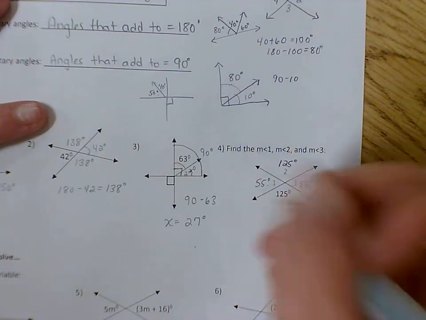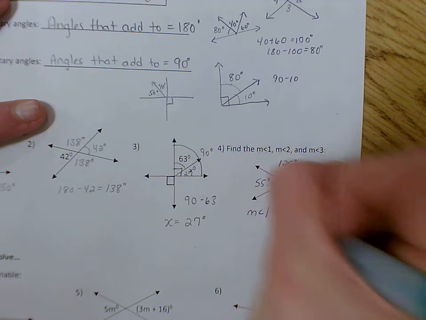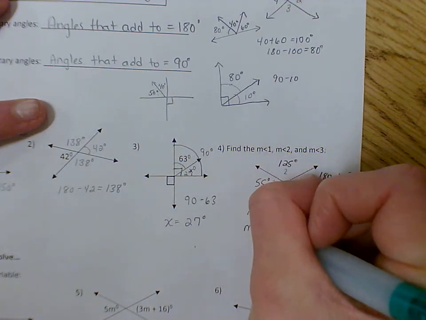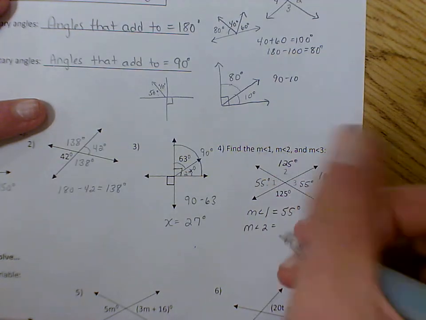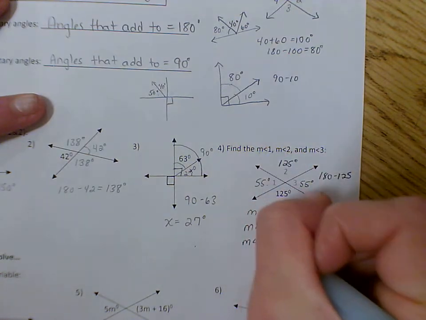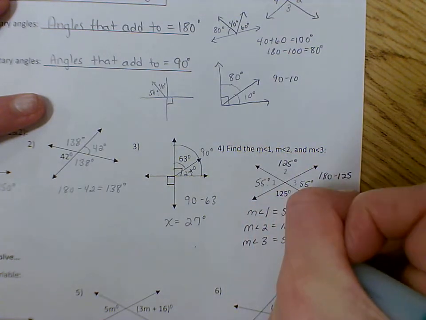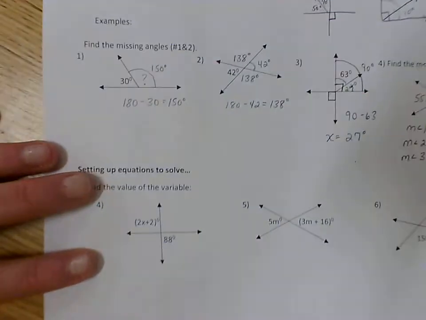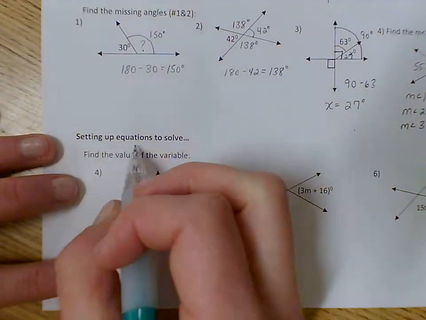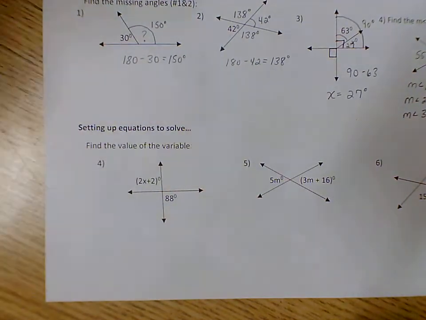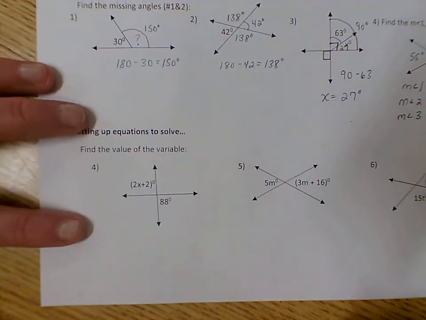So to label this one, you would say the measure of angle 1 is equal to 55 degrees. The measure of angle 2 is equal to 125 degrees. And the measure of angle 3 is equal to 55 degrees. Okay? So that's just practicing finding the angles. Now you're going to have problems where you have to set up an equation to solve them. You're going to use the same knowledge that you had, but now you have to actually set up an equation, and then you go from there.